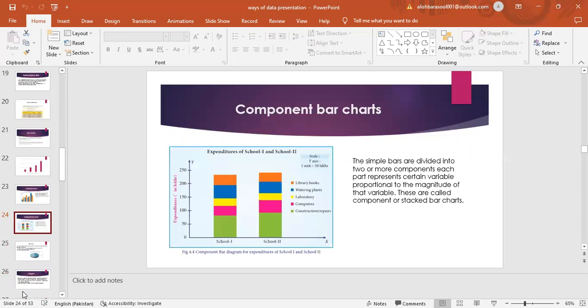Component bar charts. The simple bars are divided into two or more components. Each part represents a certain variable proportional to the magnitude of that variable. These are called component or stacked bar charts, as shown in the following diagram. Expenditures of school 1 and 2: the bars are divided into different components showing the expenditure of school 1 and 2.